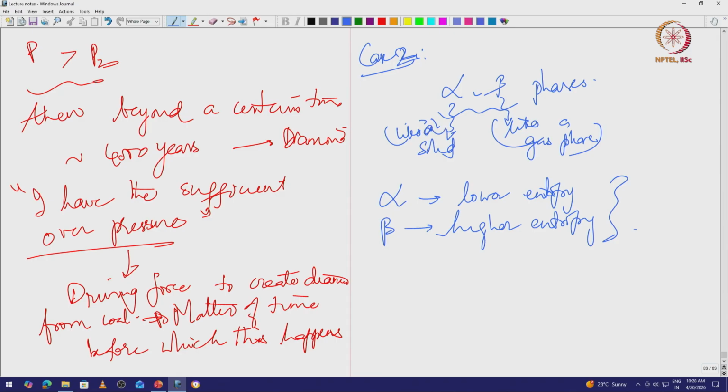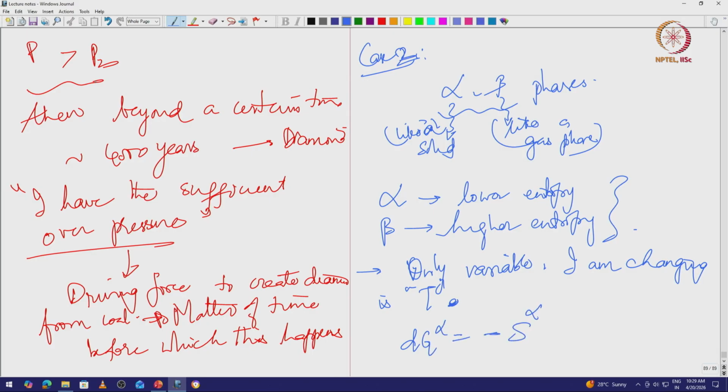Okay. So, now the only variable I am changing is temperature. Okay. So, then we can write exactly the same thing: dG alpha equal to minus S alpha times dT, and dG beta equal to minus S beta times dT, right.